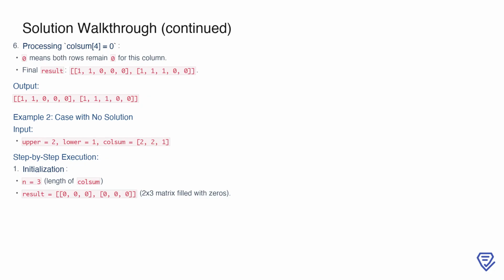Now, let's consider another scenario. In this second example, the input values are upper equals 2, lower equals 1, and colsum is 2, 2, 1. First, we initialize n as 3 and create a 2x3 result matrix filled with zeros.